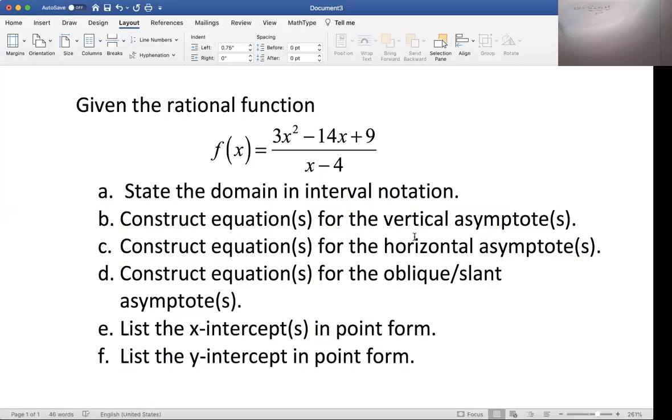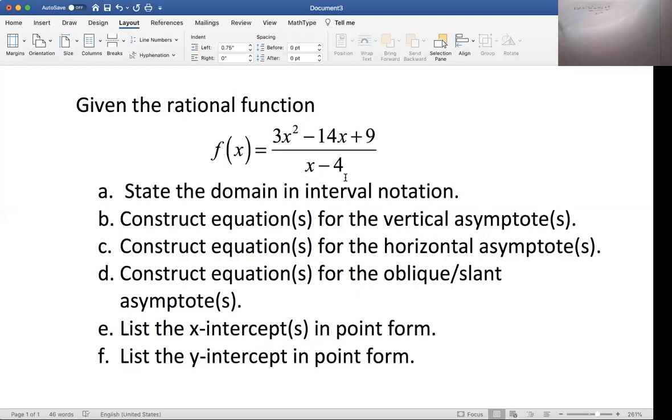So this question gives us this rational function, f of x is 3x squared minus 14x plus 9 over x minus 4. We want the domain, vertical asymptotes, horizontal asymptotes, oblique asymptotes, x-intercepts, and y-intercepts. So let's think about the domain first.